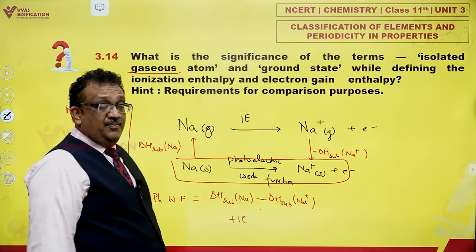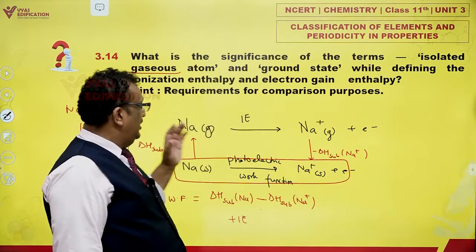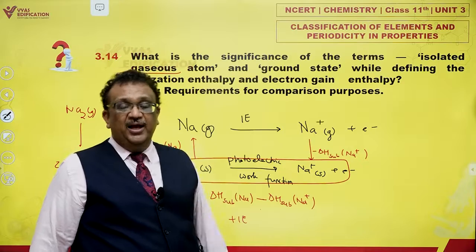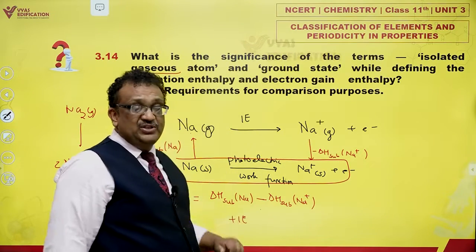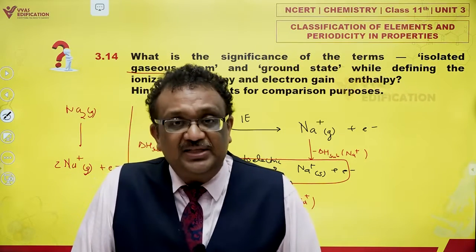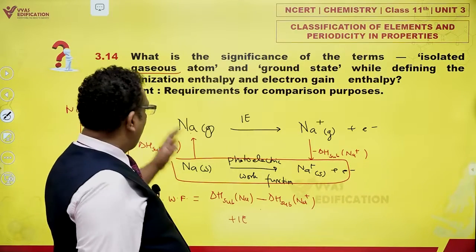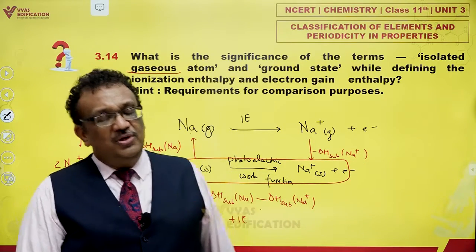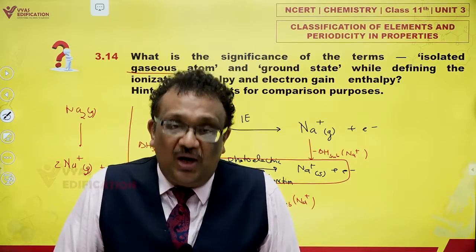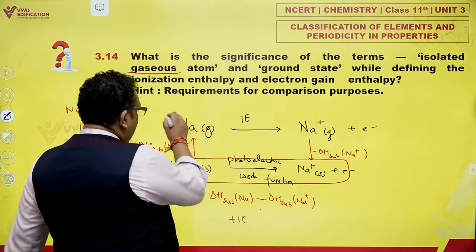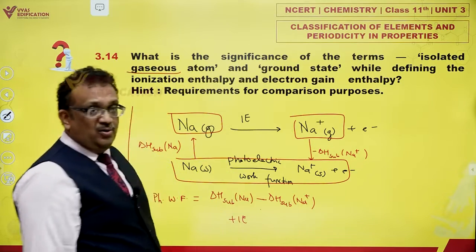Why ground state? Because the sodium may already be in an excited state. Say for example, to take an electron out of sodium, I need 2 electron volts. If the sodium atom is already excited by say 1 electron volt of energy, I just have to supply an extra 1 electron volt to take out that electron, right? That is not fair, because most of the atoms do not stay in an excited state. So this has to be in ground state. As a matter of fact, this also has to be in ground state.